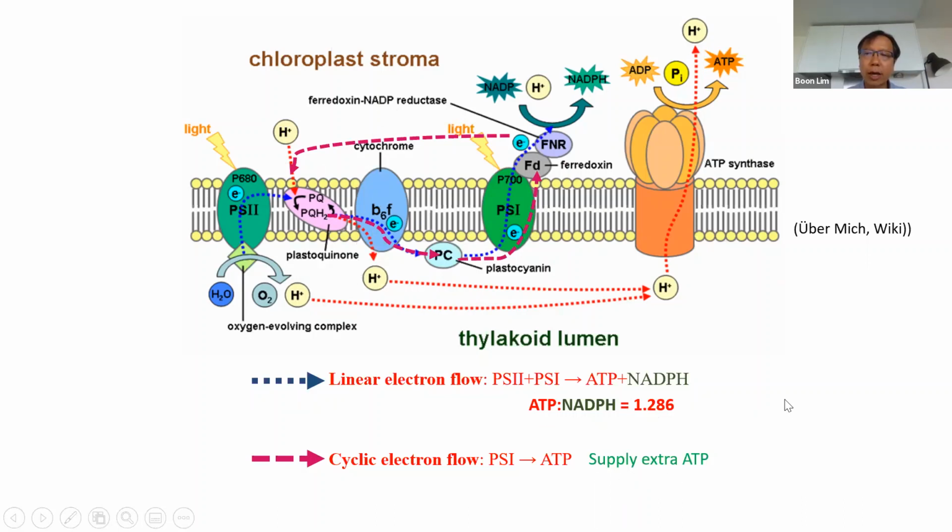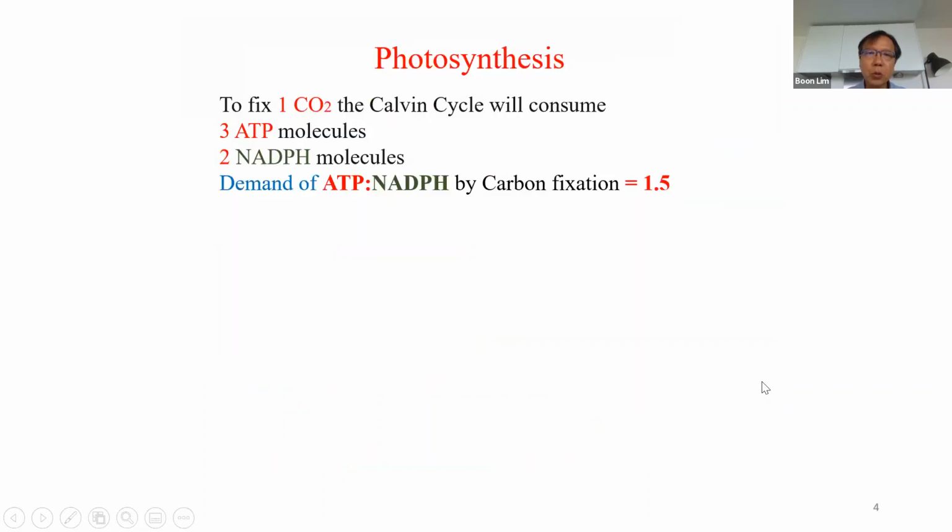So to fix one CO2 molecule in the Calvin cycle, it will consume 3 ATP molecules and 2 NADPH molecules. So the demand of ATP to NADPH by carbon fixation is 1.5. But the supply of ATP to NADPH by the linear electron flow is 1.286. So it seems that there is a shortfall of ATP.